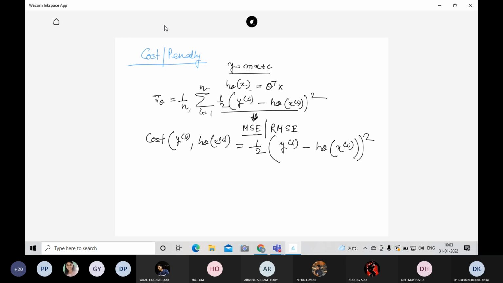Okay, now if we generalize this form, we can write half of y minus, so actual value minus predicted value, and we take the square of this deviation or of these residuals. So y minus h theta x will give us the residuals or the deviations, for which we take the square of this deviation. And this half is added because we are interested in the minimum square error. Okay, minimum square error, so that is why this half is added.